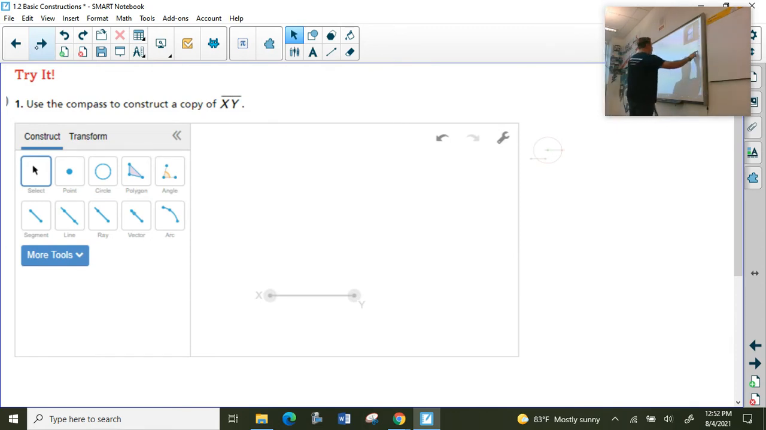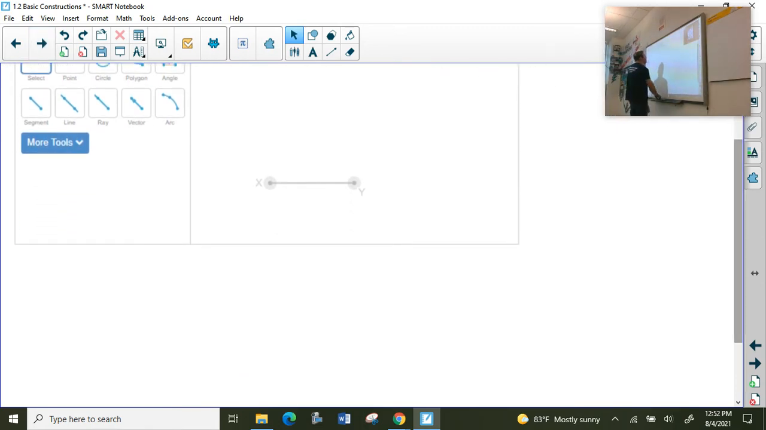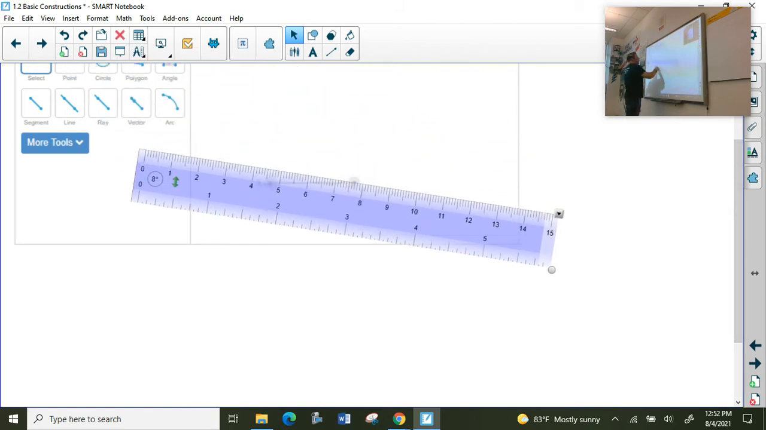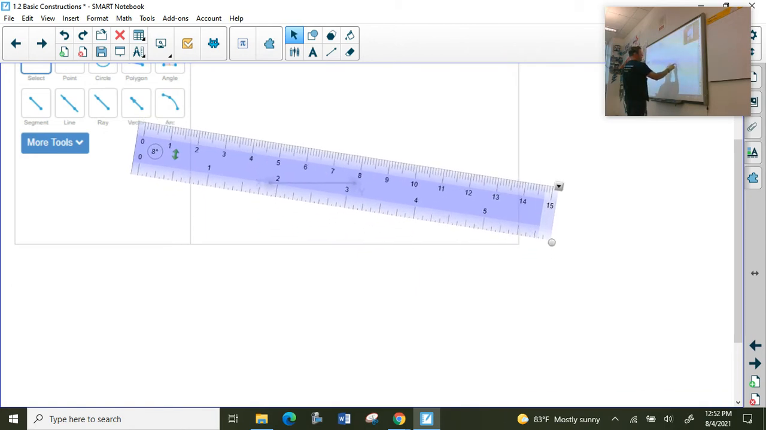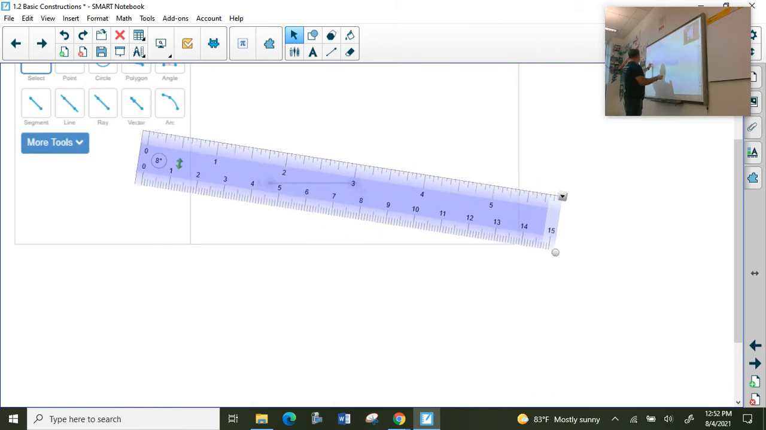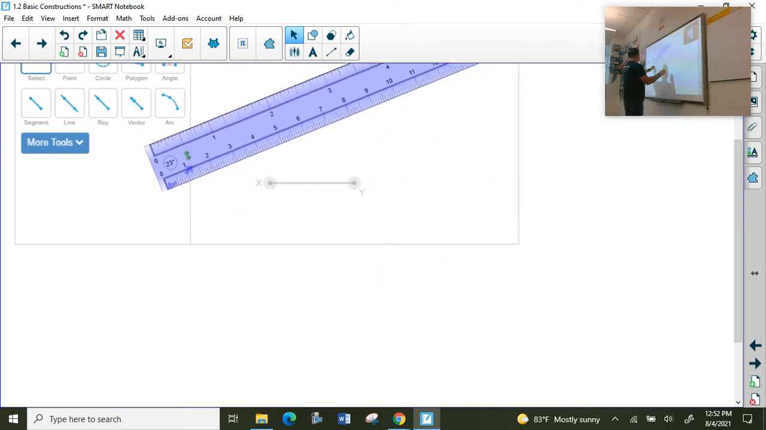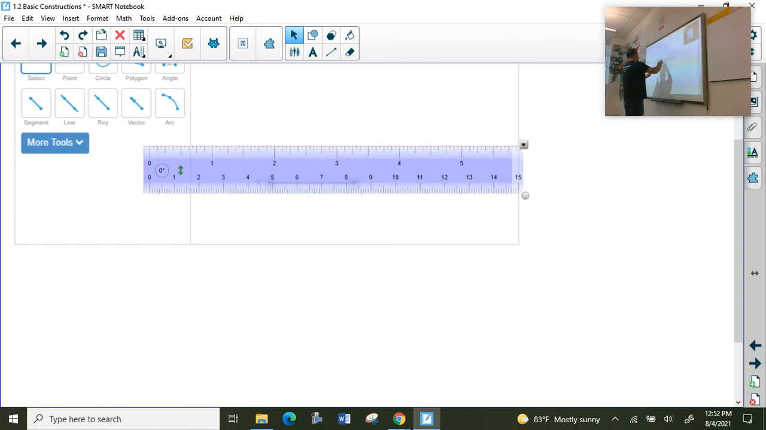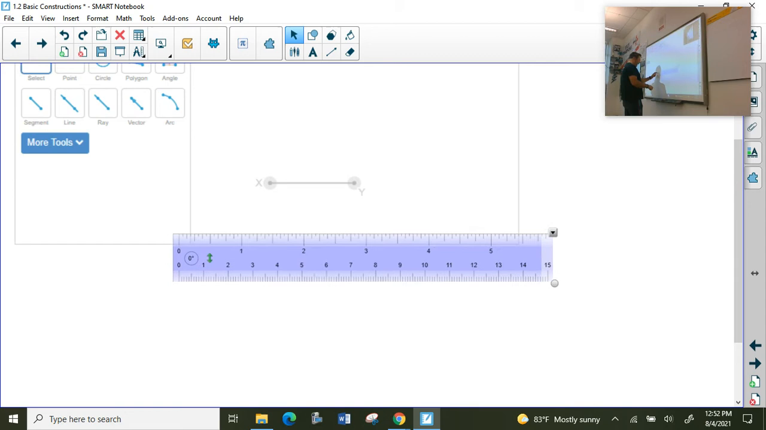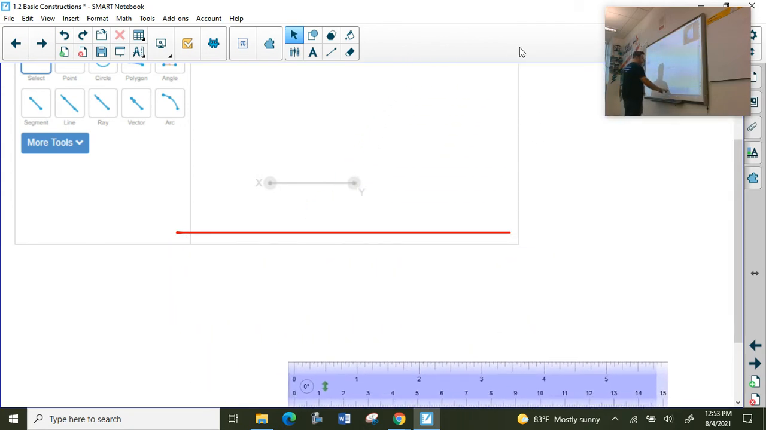You already have this in your book. You already have X, Y. So the first thing you're going to need to do is take your straight edge. Now I didn't do that really with you last time, but I will this time. I'm going to draw a straight line, and you can make it any length you want. It doesn't really matter.